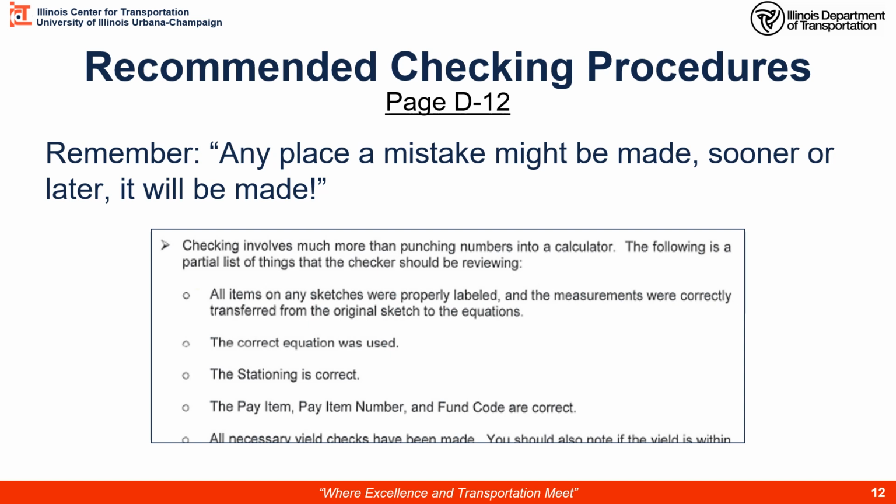Remember, any place a mistake might be made, sooner or later it will be made. Checking involves much more than just looking at the math. If you type in somebody else's formula right in the calculator, it's highly likely that you're going to get the same answer, and it could be wrong. When you're checking someone else's source document, we're also looking at: Do they have the right pay item? Is it in the right area of the job site? Is the stationing correct? Do they have the right pay item number? Do they have a fund code? Is that correct?